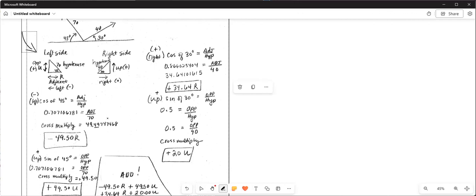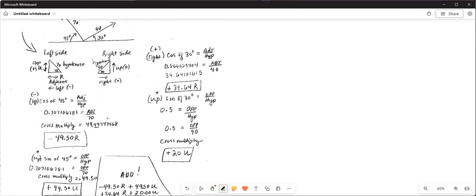the calculations. But basically, we have a 45-degree angle. We do the cosine of 45 degrees equals adjacent over hypotenuse. The cosine of 45 degrees is this. Multiply that times 70. And that gives us 49 and 49 hundredths. Rounds up to 49.5. You notice that it is to the left, correct? So that means it's going to be a negative R, so negative 49.5.